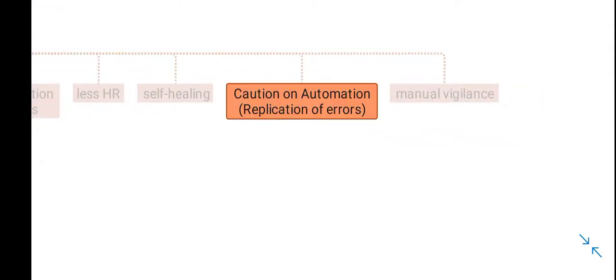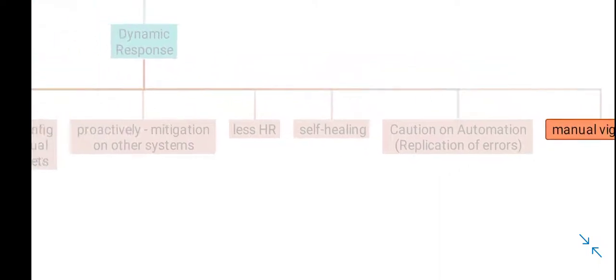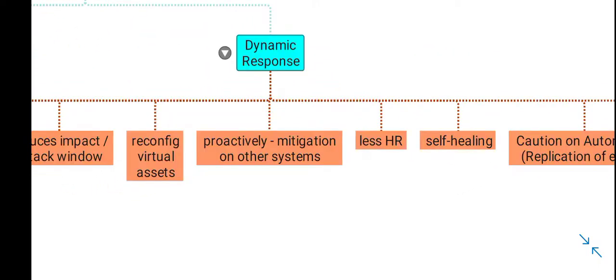However, the security administrator should be very alert on the automation aspect, since it is a double-edged sword and it can also replicate errors. So manual vigilance is required in software-defined security.